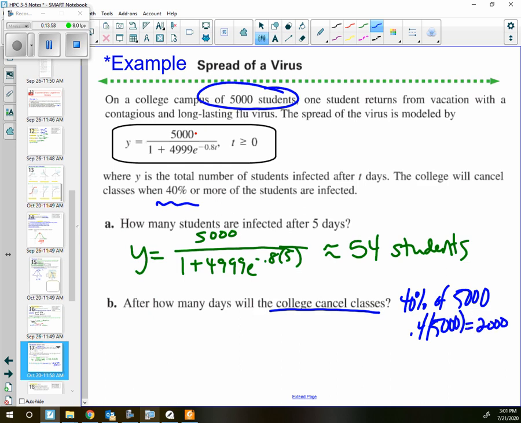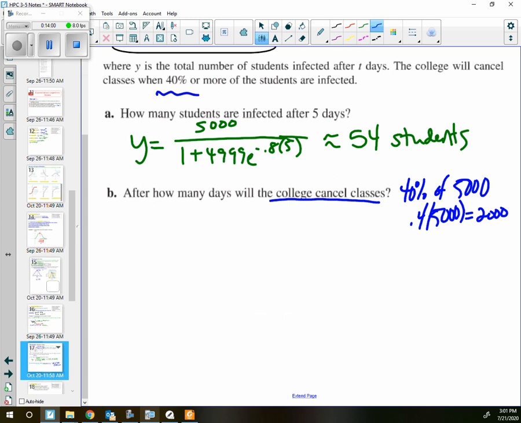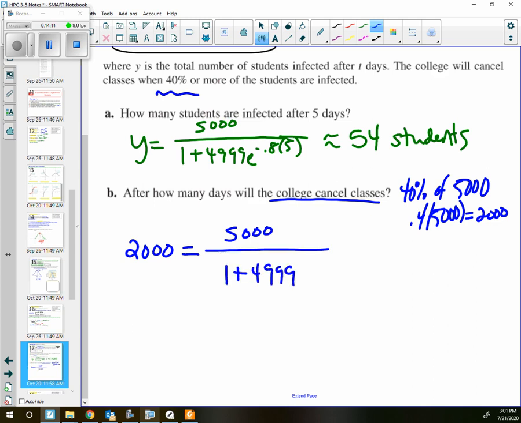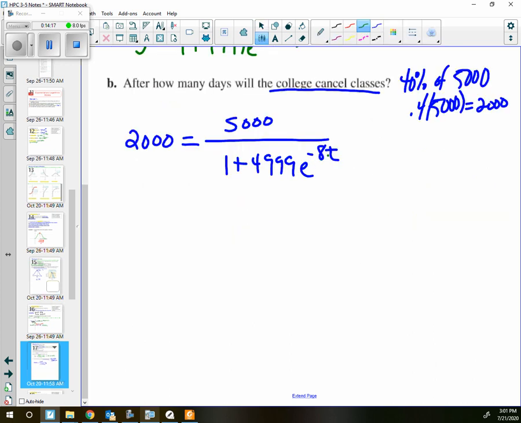So at 5 days, we're definitely still fine because there are only 54 kids that are sick. We want to figure out when we get to 2,000 students. So when is that going to happen? Now this might look like a pretty ugly equation to solve, but we can actually solve for t. This is an exponential equation because the t is in the exponent. The work to solve this just takes a little bit, but we need to get that out of a denominator so we can actually deal with it.